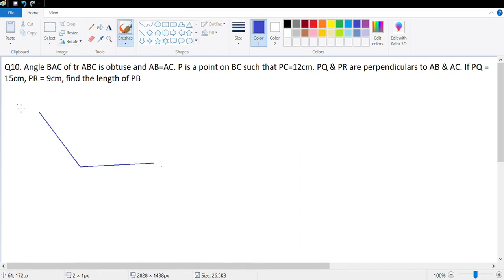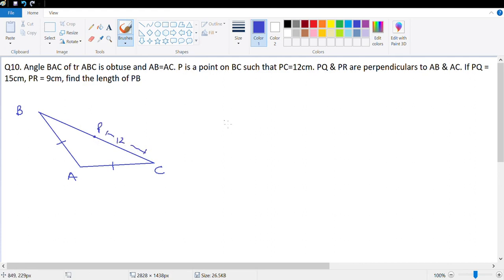So this is point B. This is point A. This is point C. And this is an obtuse angle. AB is given equal to AC. Perfect. So it's a triangle, so let's make it a triangle. P is a point on BC such that PC is equal to 12 centimeter. P is a point somewhere here.